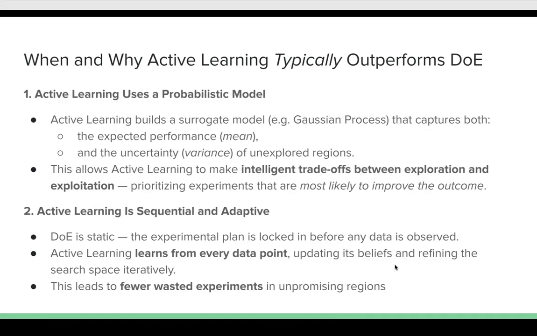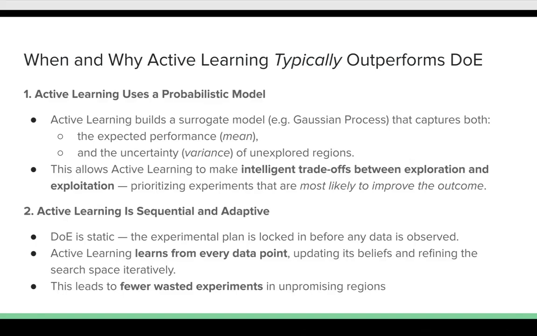So let's talk about why and when active learning typically outperforms design of experiments. Active learning uses a probabilistic model. It builds a surrogate model that captures both the expected performance and the uncertainty of unexplored regions. So it allows active learning to make intelligent trade-offs between exploration and exploitation, and you're prioritizing the experiments that are most likely to improve the outcome.